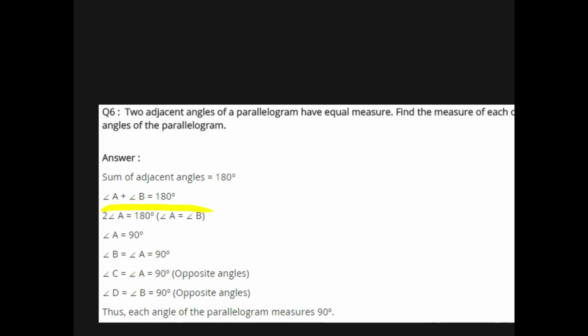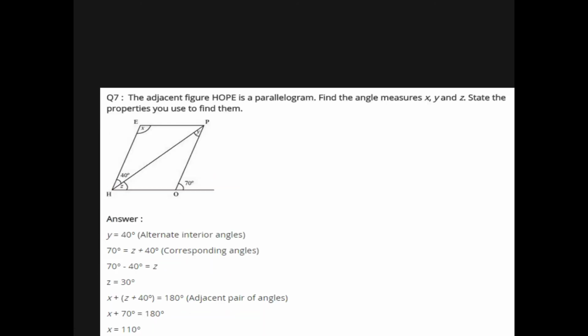That is 180 degrees. Now here it is given in the question that both adjacent angles have the same measure, meaning angle A is equal to angle B. So we can take here also angle A, here also angle A. So how many angle A? 2 angle A is equal to 180 degrees. Why? Because angle A is equal to angle B. It is given in the question. Now 2 will go in divide. So 180 by 2 gives us 90 degrees. Okay. So angle B is equal to angle A, and both are how much degrees? Both are 90 degrees.